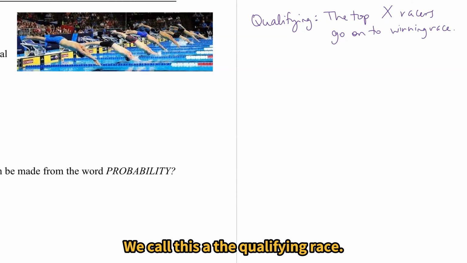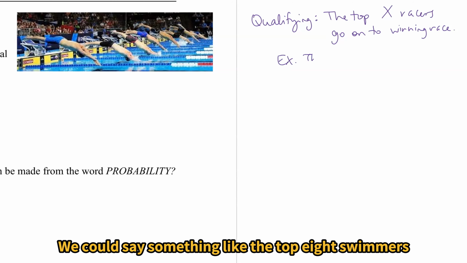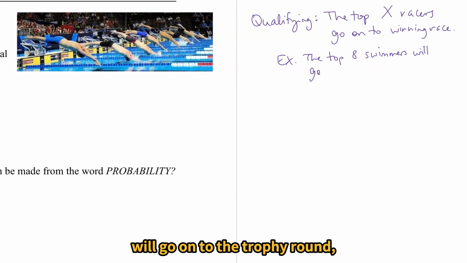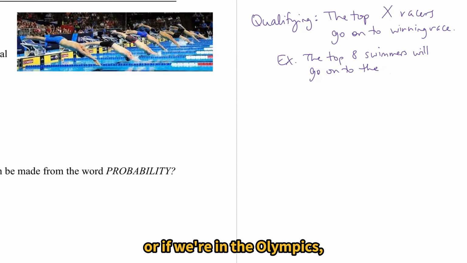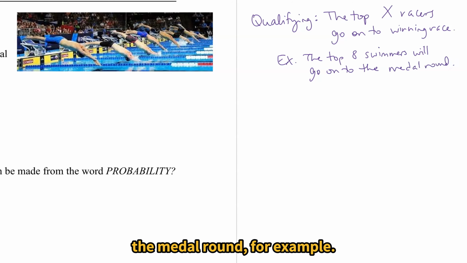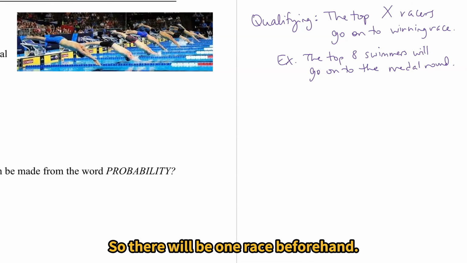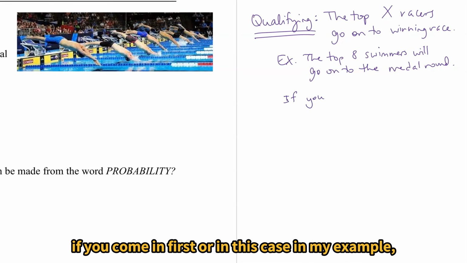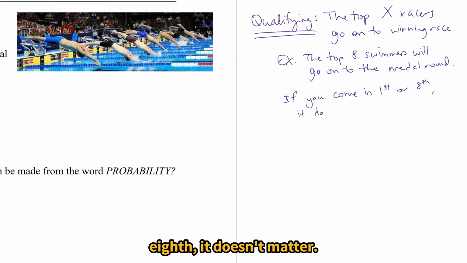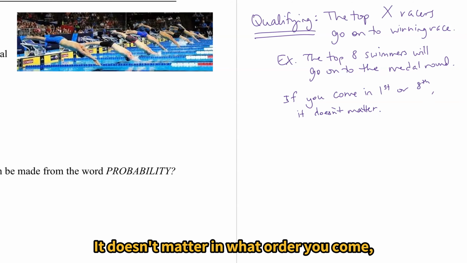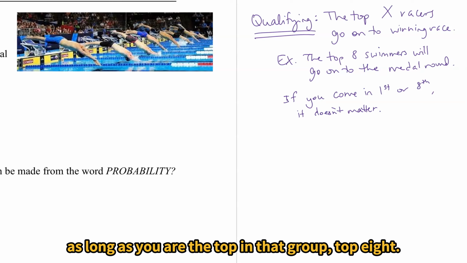We call this a qualifying race. We could say something like the top 8 swimmers will go on to the trophy round, or if we're in the Olympics, the medal round, for example. So there will be one race beforehand. In a qualifying race, if you come in first, or in this case, in my example, 8th, it doesn't matter.